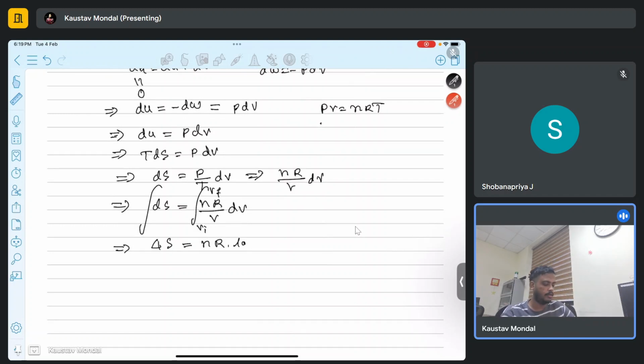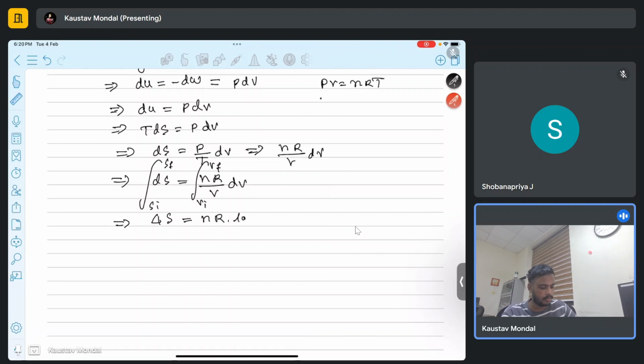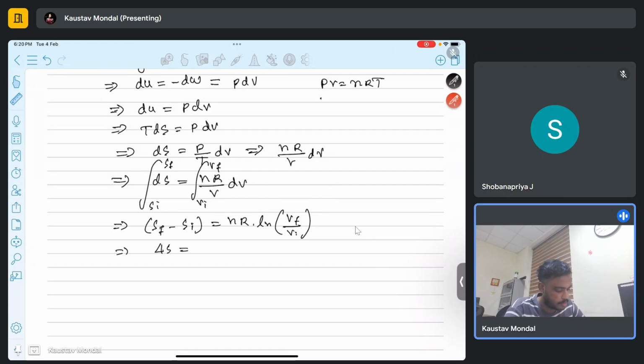So delta S goes from Si to Sf. Si and Vi are basically the initial entropy and volume, and Sf and Vf are basically the final entropy and volume. So let me write it like this then: Sf minus Si will be equal to nR ln Vf by Vi, right? We can write this as delta S, that is the change in the entropy that we will be calculating: nR ln Vf by Vi.